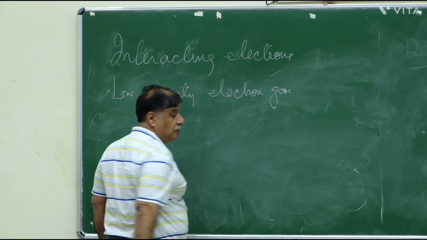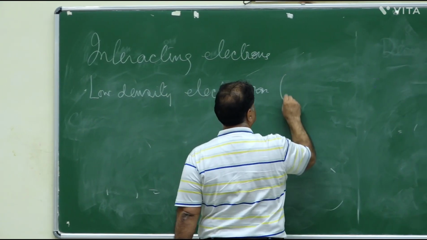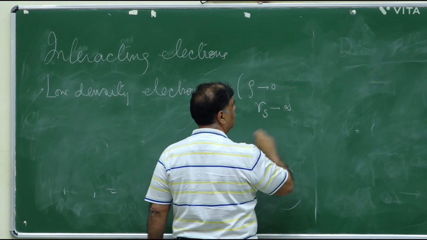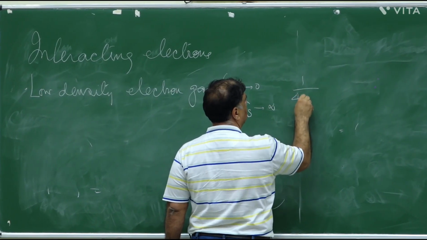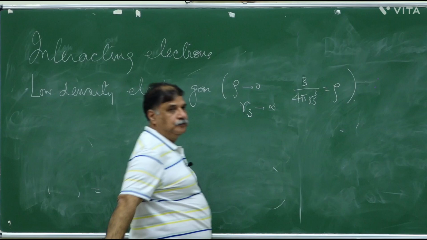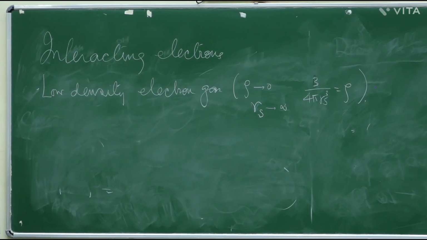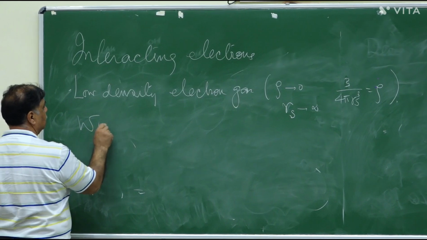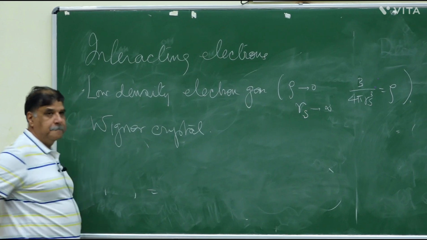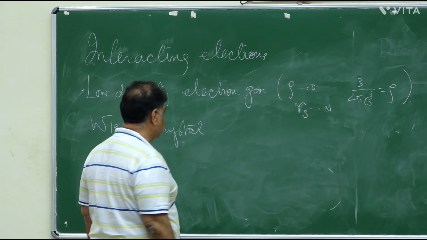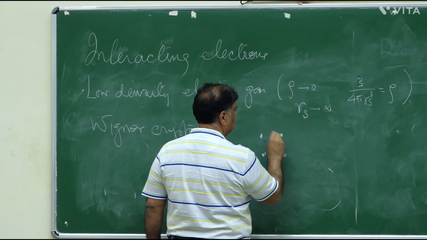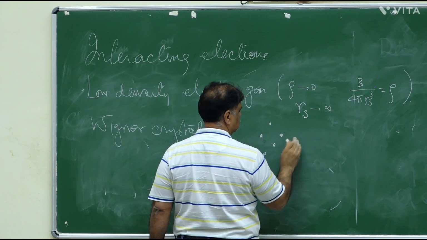Electron gas, well, in the low density limit, right? So that means the density rho is going to 0, or Rs, the Wigner-Seitz radius, is going to infinity, where Rs is defined by 4 pi Rs cubed over 3 equals 1 over rho. If you go to this limit, what you get is something called the Wigner crystal.